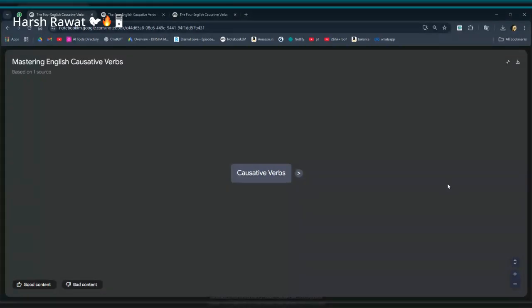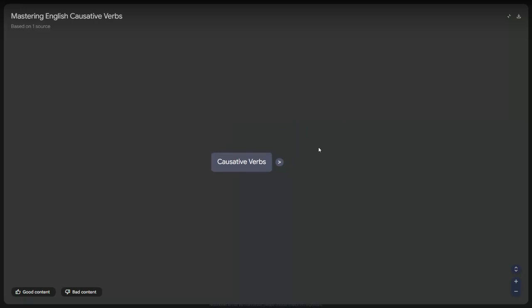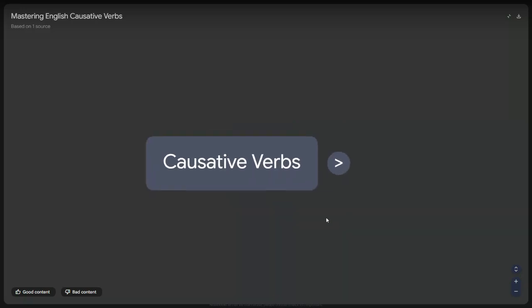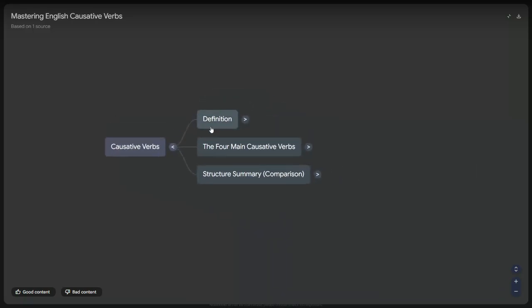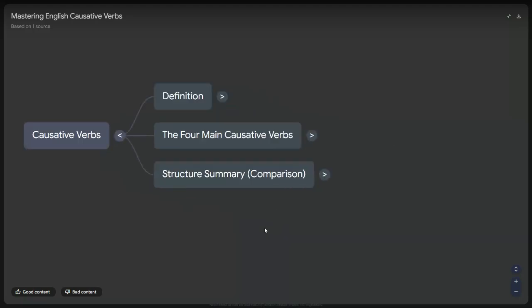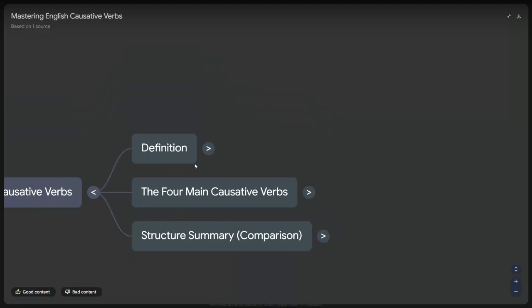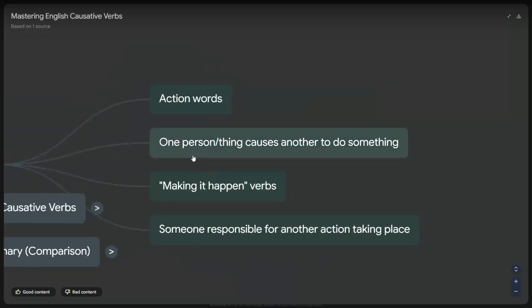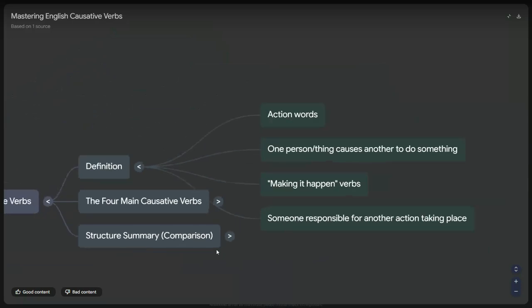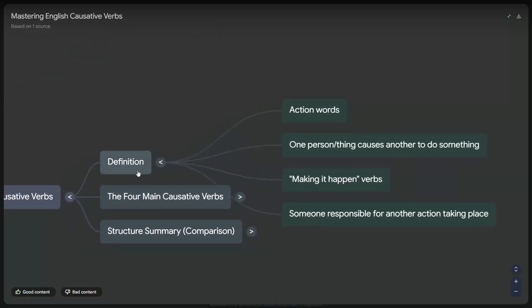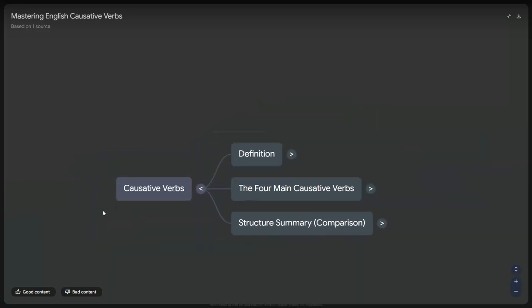And here you can see we have the main thing of today, the main villain of the story, the causative verb. We will learn its definition, four main types, and structure. So first of all, the definition. What is a causative verb? An action word where one person or thing causes another to do something. A make-it-happen verb. Someone responsible for another's action. So simply, the definition of a causative verb is something that can make another person or thing do something. That is called a causative verb.